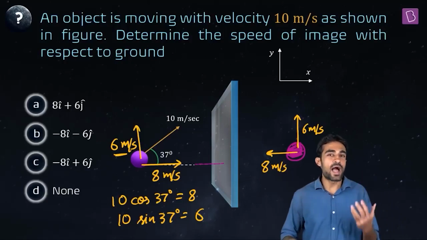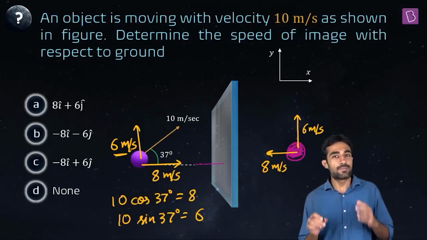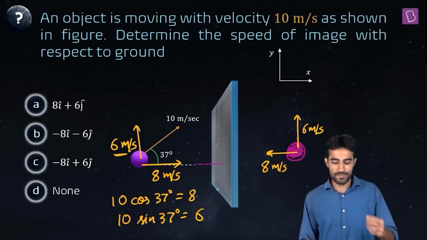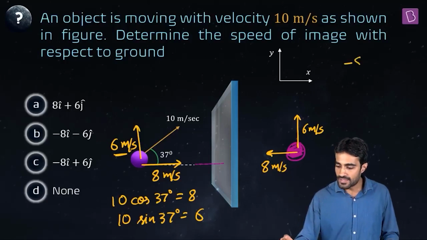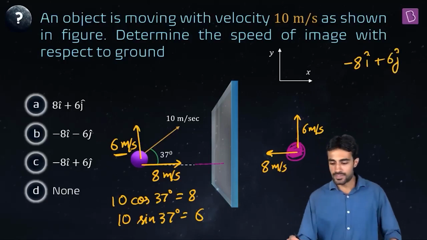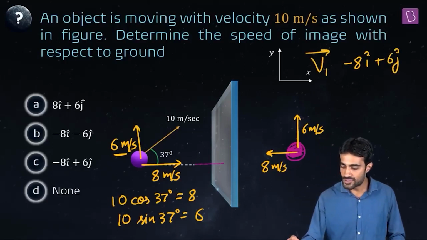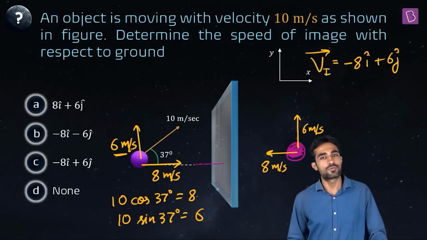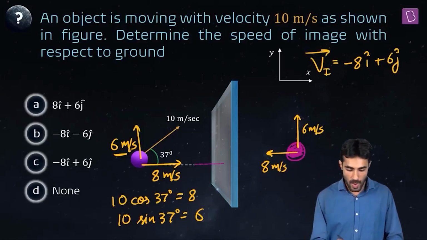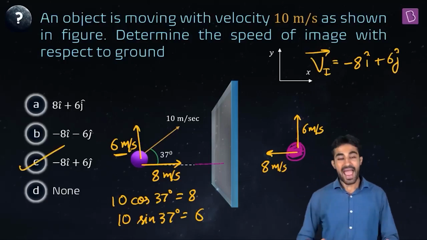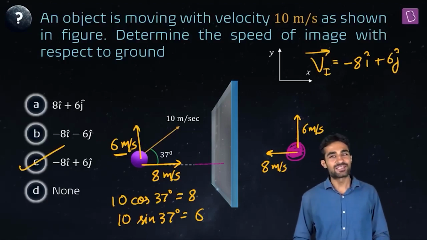So what is the final velocity of the image with respect to ground? Very simple. It is minus 8 i cap plus 6 j cap. So this is the velocity of the image with respect to ground. We can mark option C as the right answer for this question.